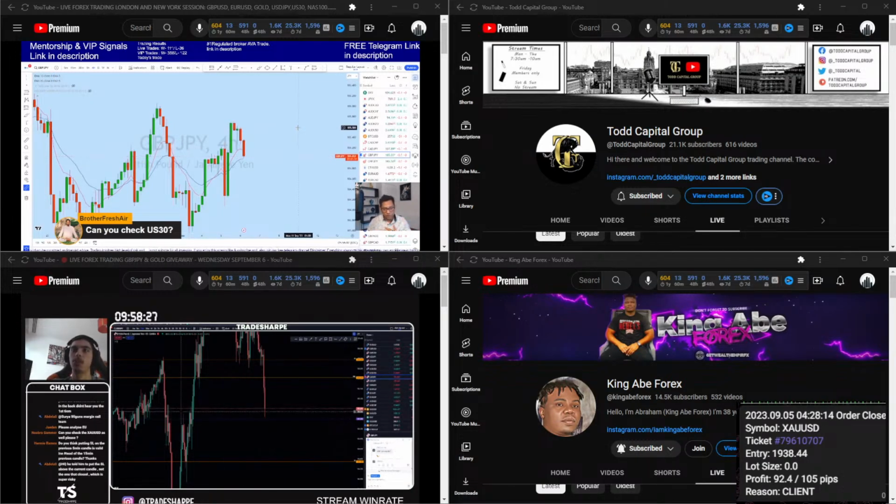Here's that rejection from this zone. So it only gave, with spread, probably around an 11 pip push. I wouldn't have closed at 11 pips. That's not enough profit for me, especially running a 22 pip stop.